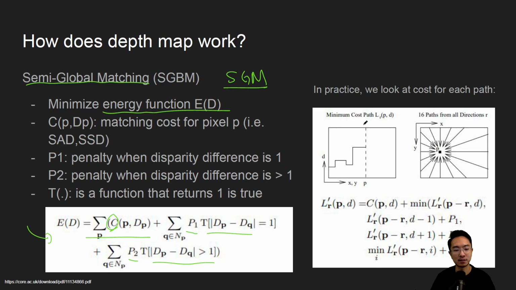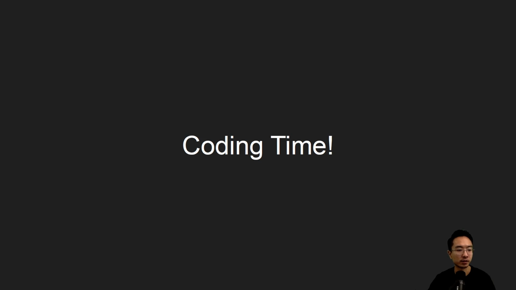And then in practice, to really get this energy or cost function, we take 16 paths from all directions, and then we try to find the path that produces the minimum cost. So you will have an equation that looks like this. Essentially, you do this for every pixel inside your image, and you'll find a global minimum which will represent your disparity match. There's a lot of math that goes behind this, but this is just a high level overview of what's happening. Okay, so let's jump right into the coding.